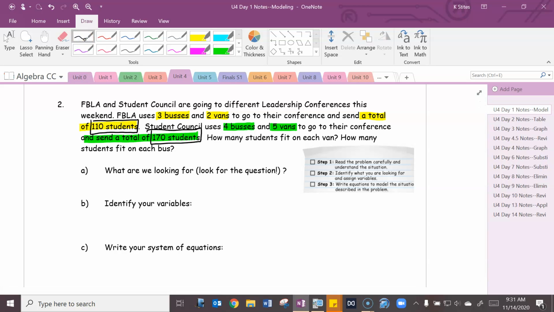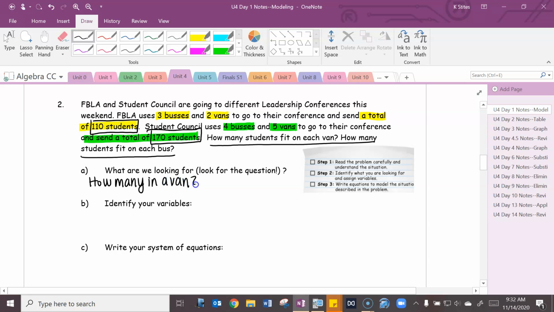So we want to know how many students fit on each van and how many students fit on each bus. So step A, what are we looking for? Okay, so look back at the question. Find where the question mark is in the problem. And it's asking for how many students fit on each van. Let's say how many in a van. And we're looking for how many fit on a bus.